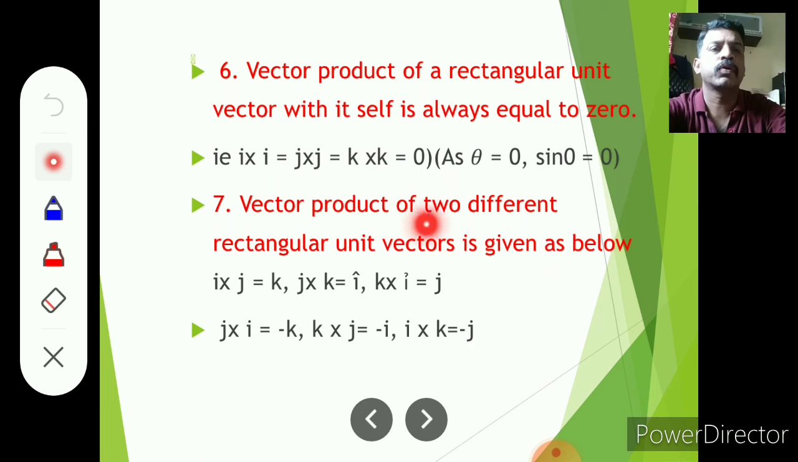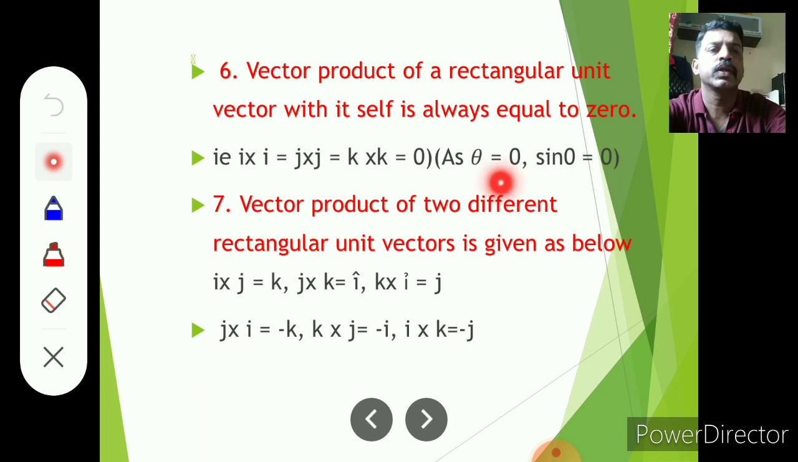The vector product of two different rectangular unit vectors is given below. If we take the cross product of two different rectangular unit vectors, it is like this. I cross J is equal to K. J cross K is equal to I. K cross I is equal to J. Similarly, if we reverse the order, J cross I is minus K, K cross J is minus I, I cross K is equal to minus J. In this way you get the vector product of two different rectangular unit vectors.